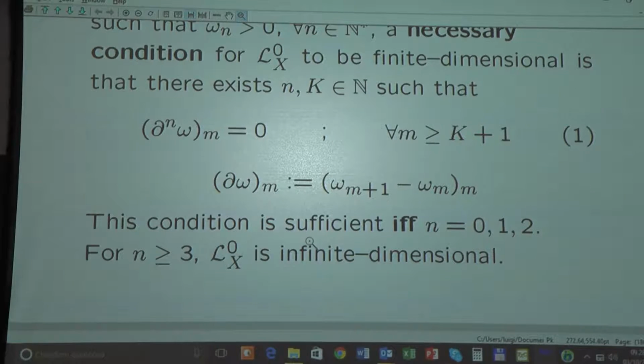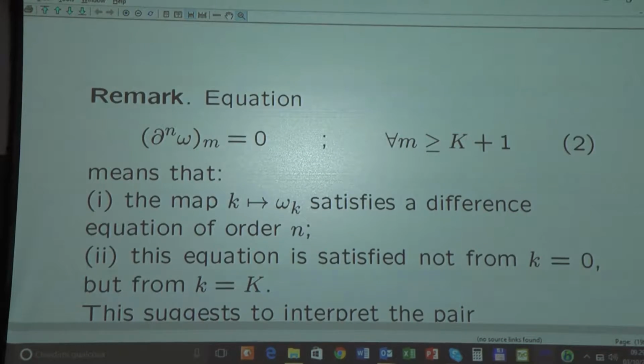It is interesting that this sufficient condition is not necessary. It is necessary if and only if this n, the degree of the difference equation, is 0, 1, or 2. Starting from 3, we get an infinite dimensional Lie algebra. It's a very interesting Lie algebra. So, let us see what happens.